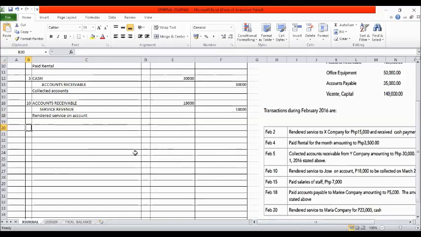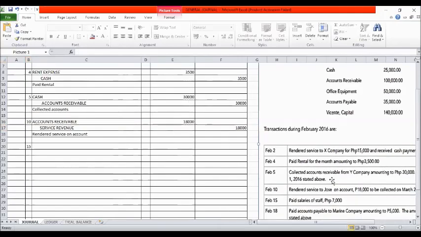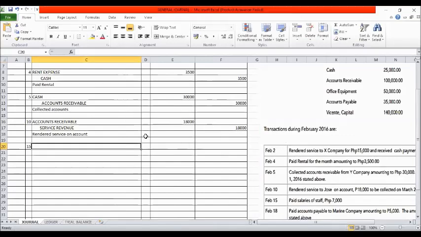So, let's move to February 15. Who wants to try the February 15 transaction? Sabi niya, paid salaries of staff for 7,000. This is the same as February 4, kaso ibang expense lang ang ginamit. So, what is our debit side? Kay Isabella. Isabella, you want to try? Caldona? Yes po. Okay, what is our debit? Debit salaries expense 7,000 po. Okay, and the credit? Credit cash 7,000 po.